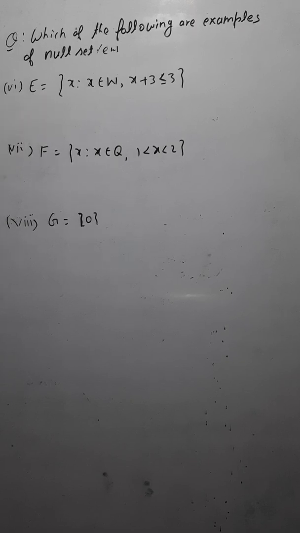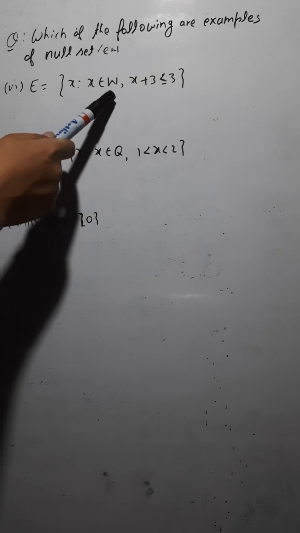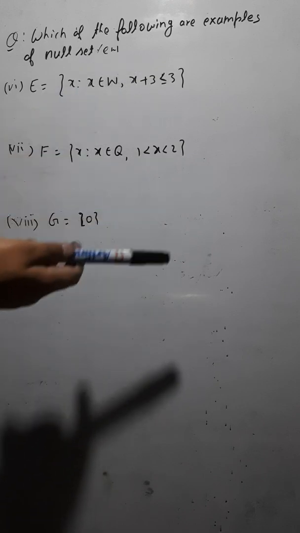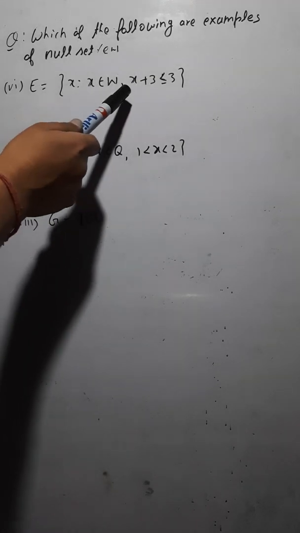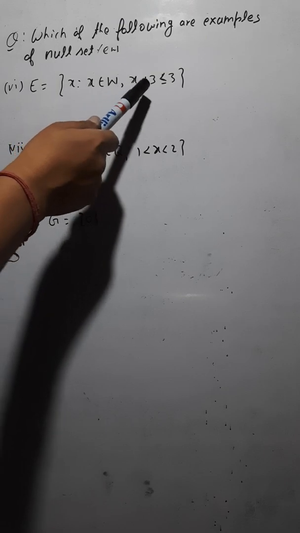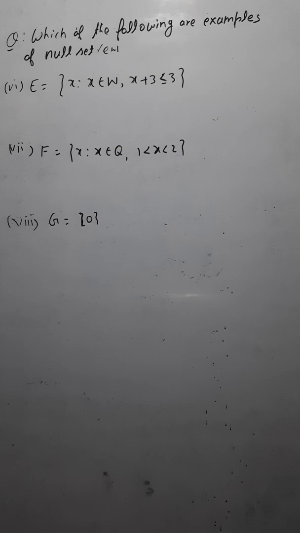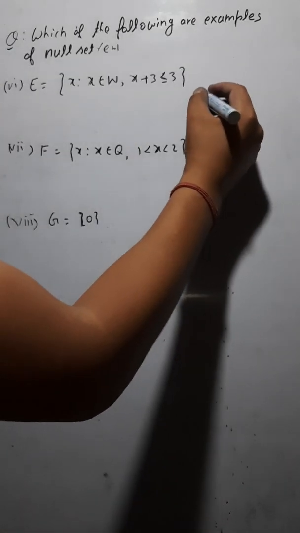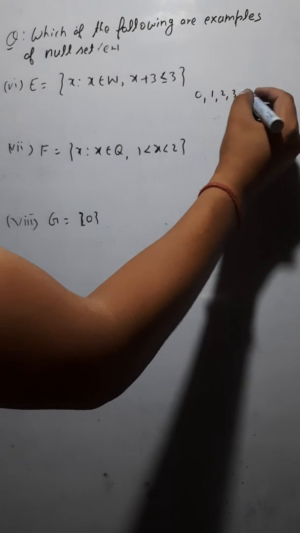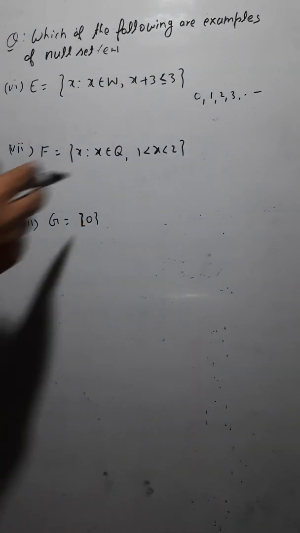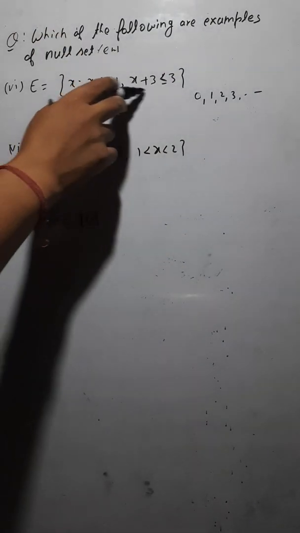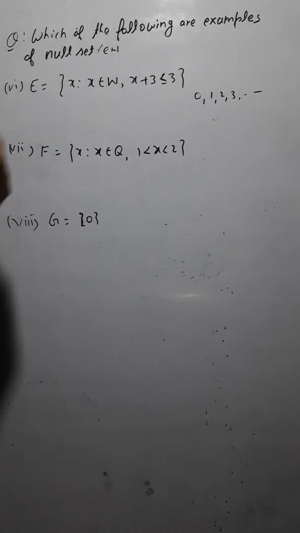That set E contains the element x such that x belongs to the set W, means whole numbers. Whole numbers are starting from 0. Okay, and one more condition has been given here, where x plus 3 should be less than or equal to 3. So let's put one by one the value of x. If you see the whole numbers, we have the whole numbers such as 0, 1, 2, 3, etc. These are the whole numbers. So one by one put the value here. So whether the condition is being satisfied or not, that you are going to check.